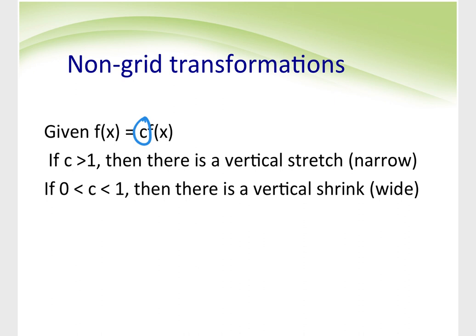If that value is between 0 and 1, so we're talking fractions, decimals, then it is a vertical shrink. It is as if the ceiling is caving in on our function. So it would make a parabola wider. It would make a V wider. It would make an absolute value flatter. That's what it's going to look like.